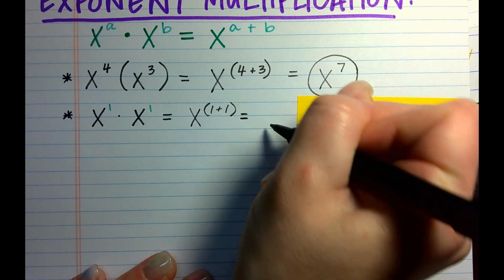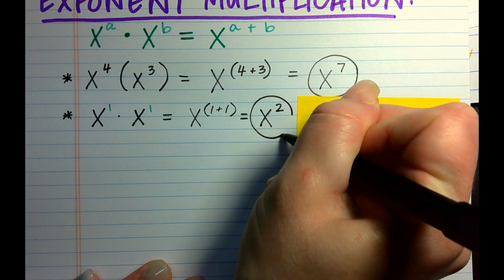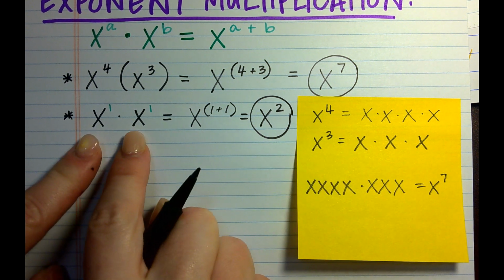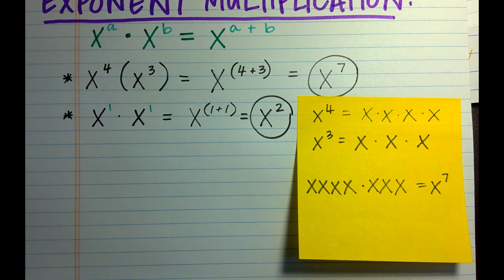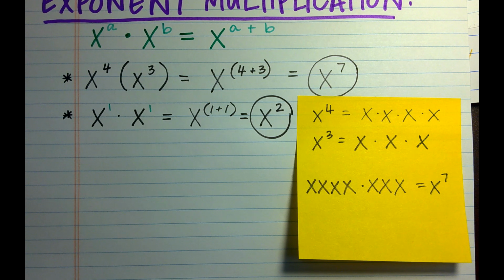So we end up with x to the 2nd power, or x squared. We could also say, well, x times x, there are two x's there, and I'm multiplying x by itself twice, so my exponent is 2. And that's how we get to that answer. Okay, great.